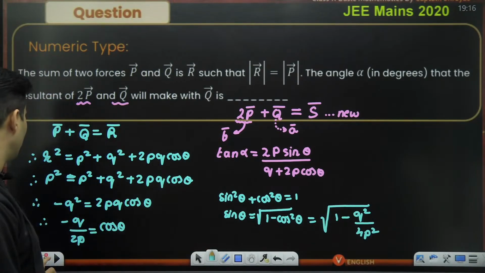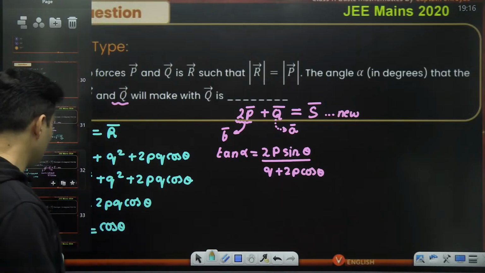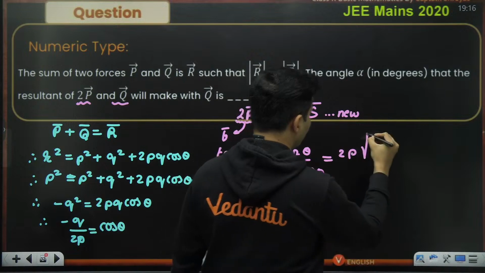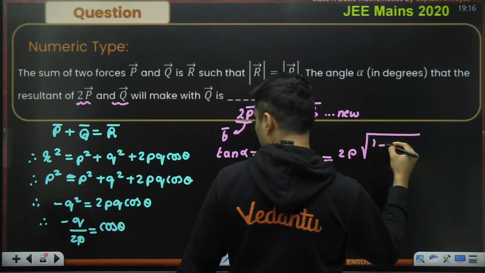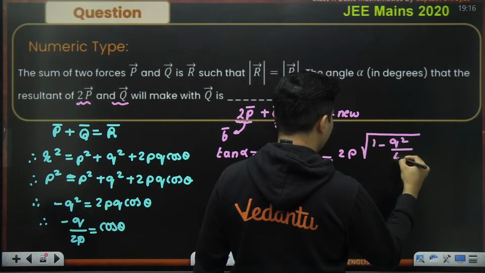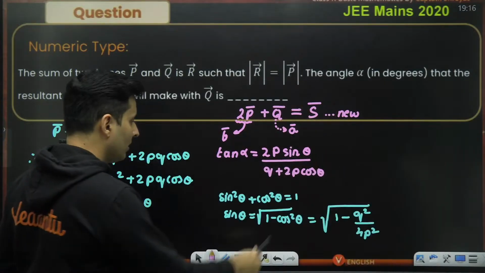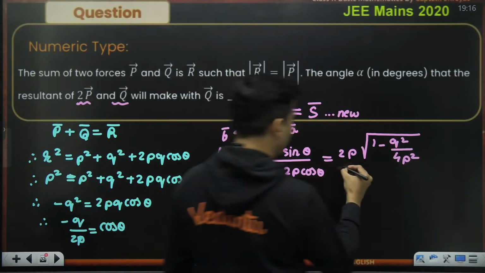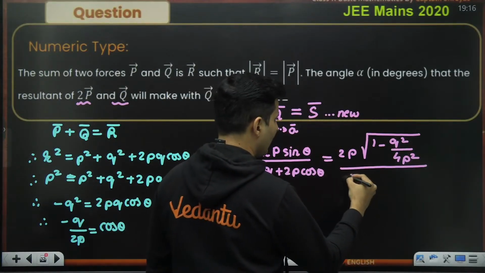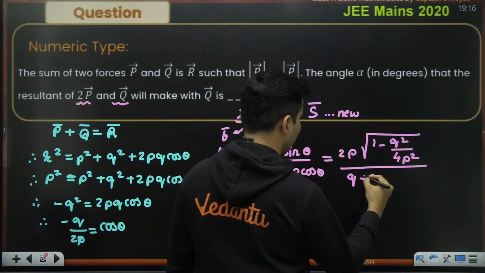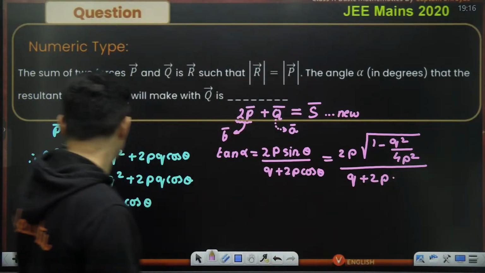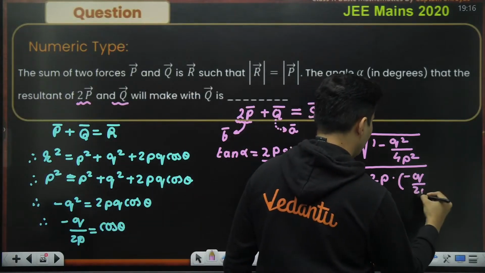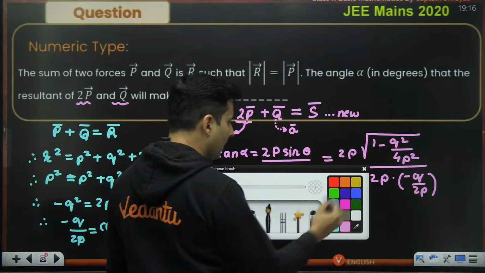I will have to substitute it over here. Let's see what we get. So we have 2p times sine theta, which was 1 minus q square by 4p square, under the root, the whole thing divided by q as it is, plus 2 times p into cos theta. What is cos theta? Minus q by 2p. Minus q by 2p. Oh my god, this is crazy, guys.